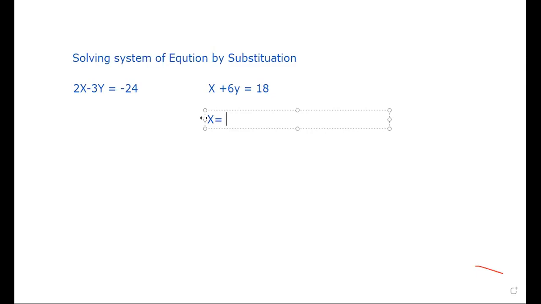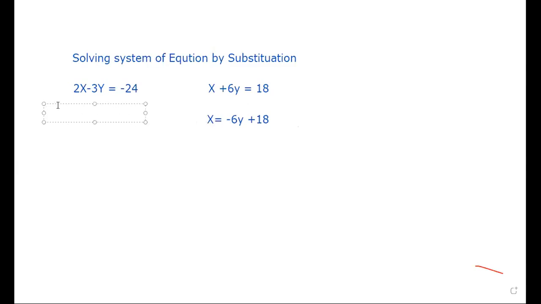Take care, Ahmed. You will keep x, right? And you will transfer 6y. Once you transfer something from one side to the other, we have to change the sign, right? So it will be x equals negative 6y plus 18. Then the second equation will give and the first one will receive.